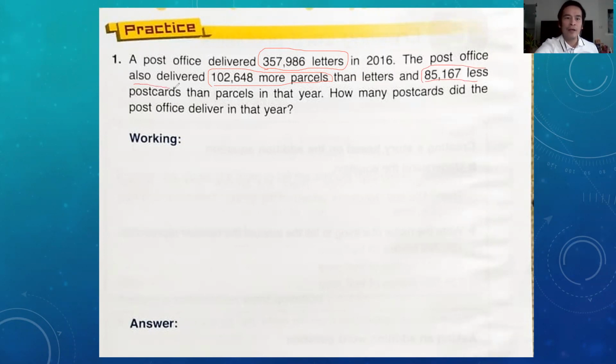Okay, so we have then parcels. So we have 3 things here that the post office is going to deliver. Before writing the number sentence, you have to do the scratch paper like this, analyzing one by one, like letters, 357,986.